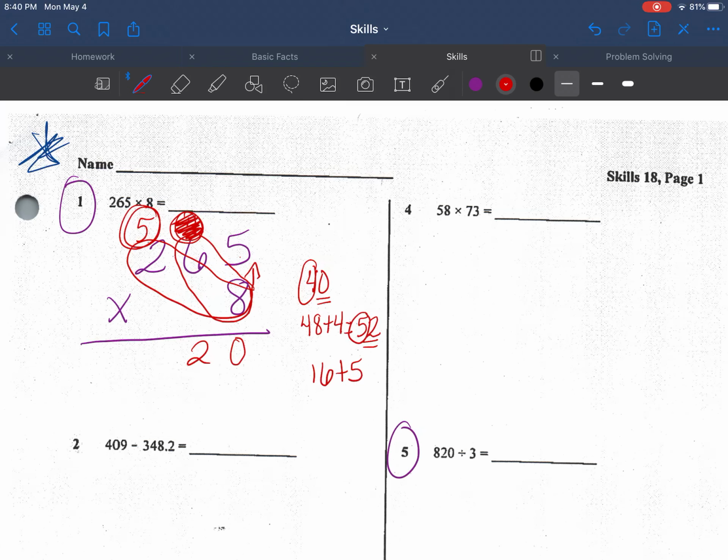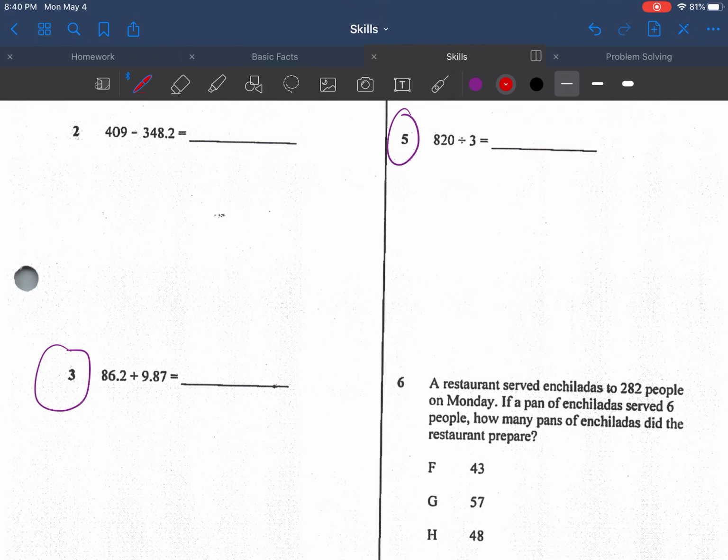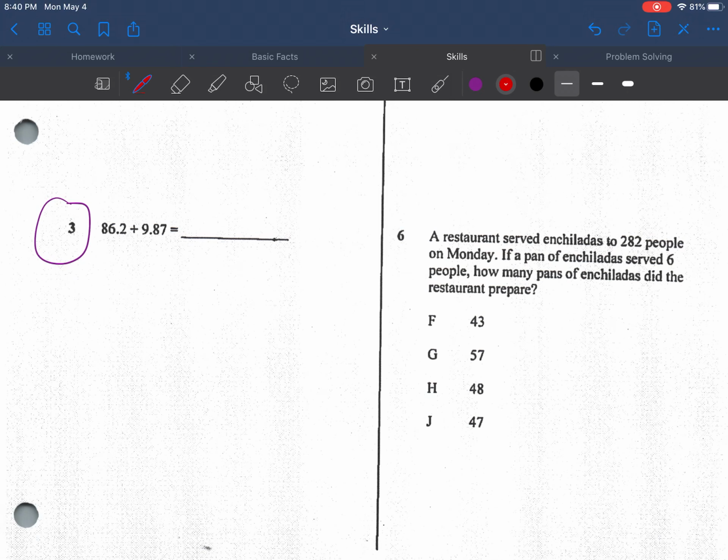So now I'm going to multiply with my hundreds. 8 times 2 equals 16. But remember, we regrouped 5. So that would be 16 plus 5. That would be 21. There is nowhere else to regroup. So we write 21. Our product is 2,120.